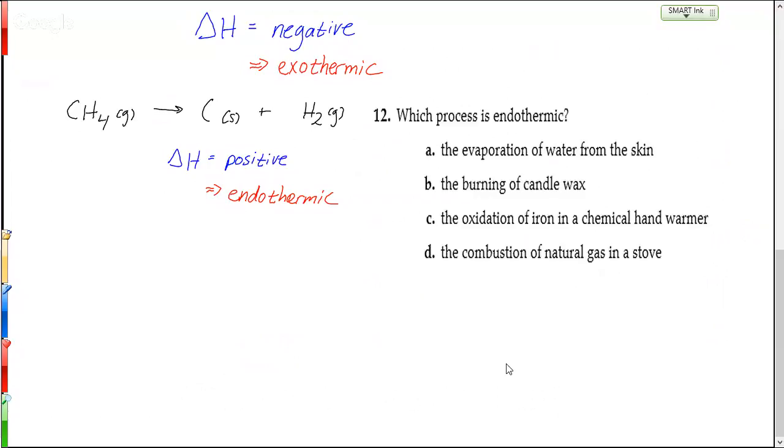It is, right? Gases, like water vapor, are at a higher energy than liquid water. It requires energy to break up the intermolecular forces in water to make water vapor. So that's an example of an endothermic process.